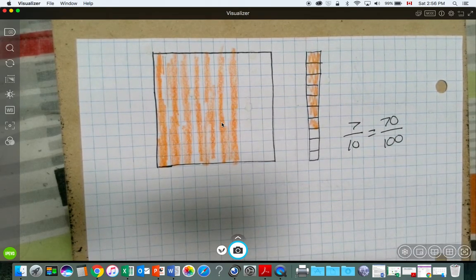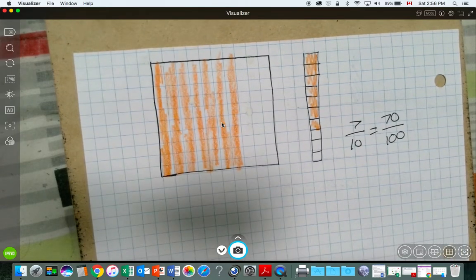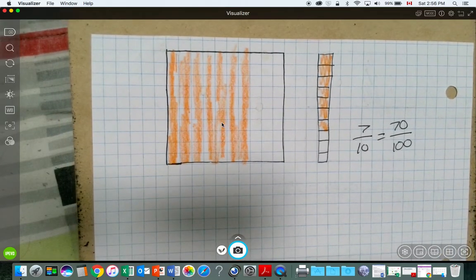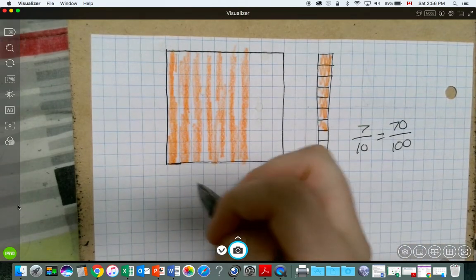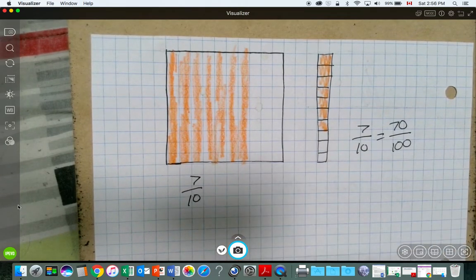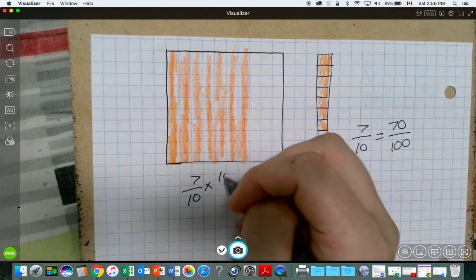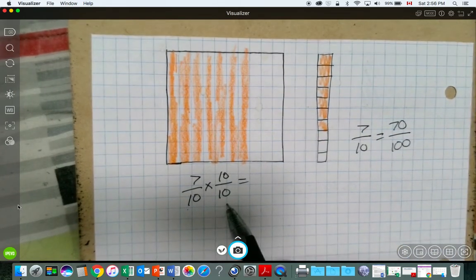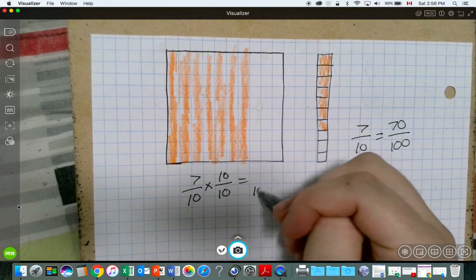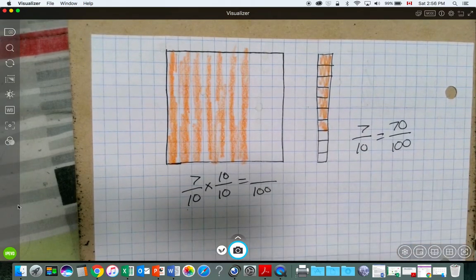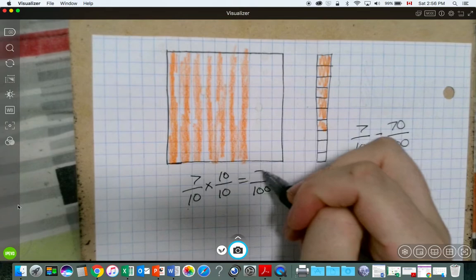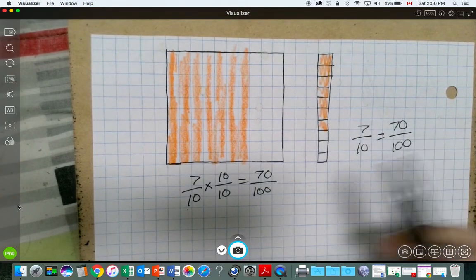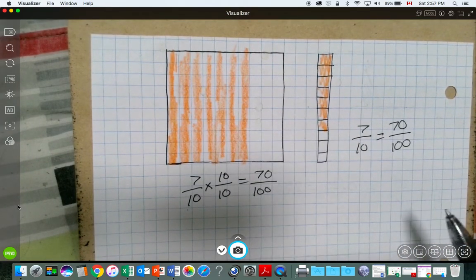Now we can also figure this out mathematically by timesing the top and the bottom by the same number. So we start with 7 over 10. We times top by 10 and the bottom by 10 because I know 10 times 10 equals 100. And then that gives us 70 over 100, the same fraction we had here that shows the picture.